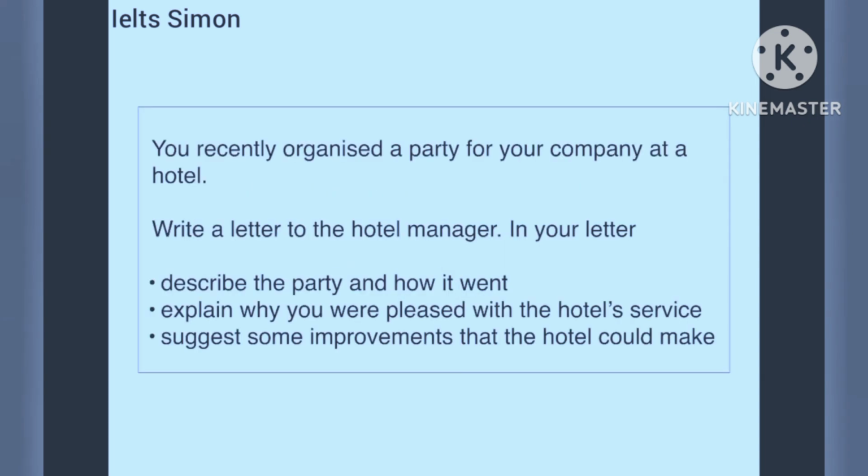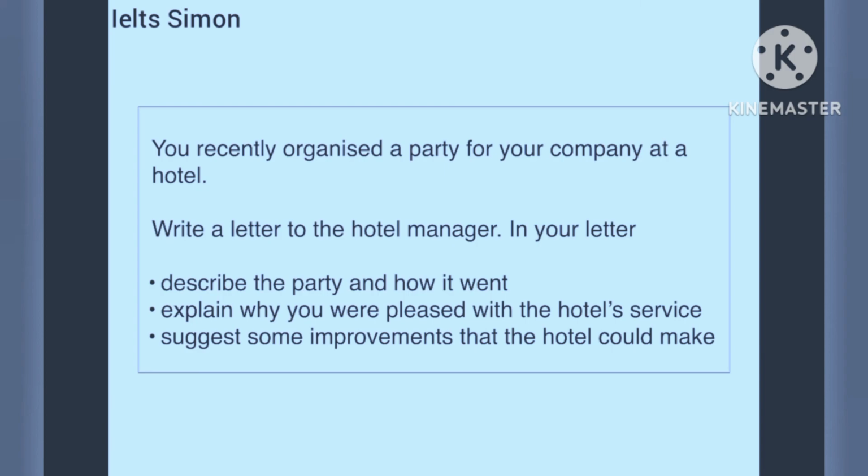Here's the task. You recently organised a party for your company at a hotel. Write a letter to the hotel manager. In your letter, describe the party and how it went. Explain why you were pleased with the hotel's service and suggest some improvements that the hotel could make.